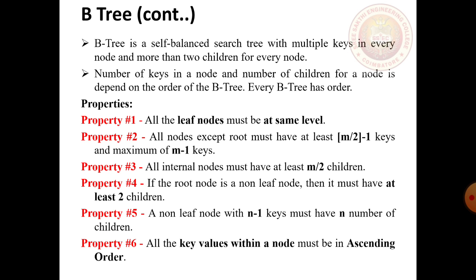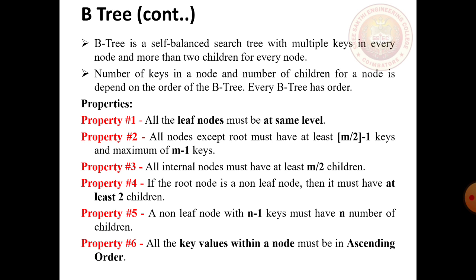Let's see B-tree. A B-tree is a self-balanced search tree. In the tree, every node has multiple values and can have more than 2 children. So the number of keys and the number of children for a node is based on the order of the B-tree. When insertion or deletion takes place in a B-tree, it needs to satisfy the properties.